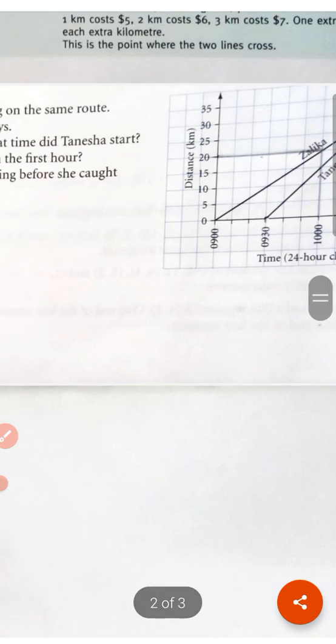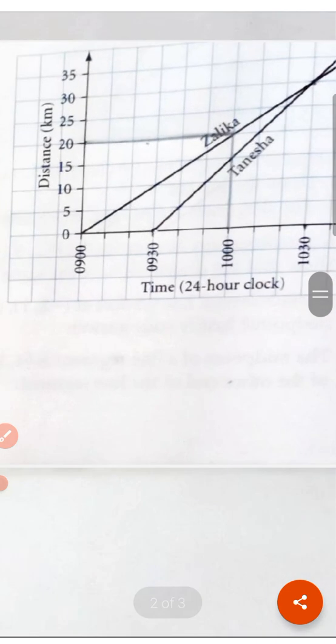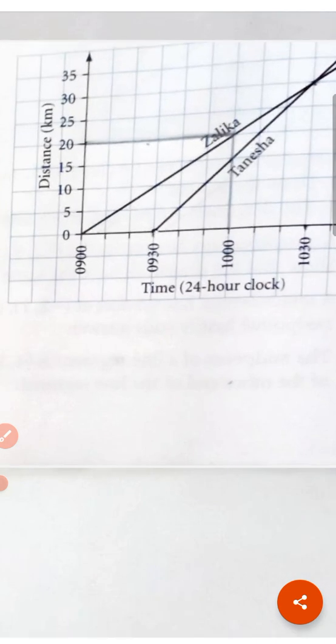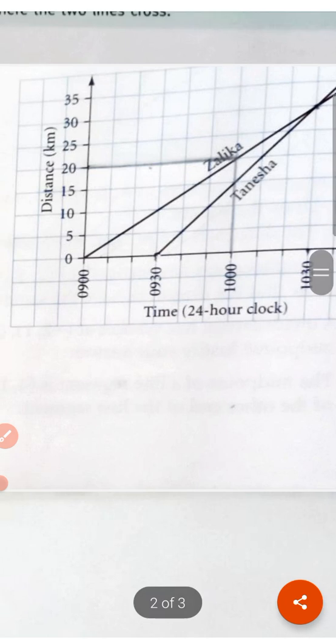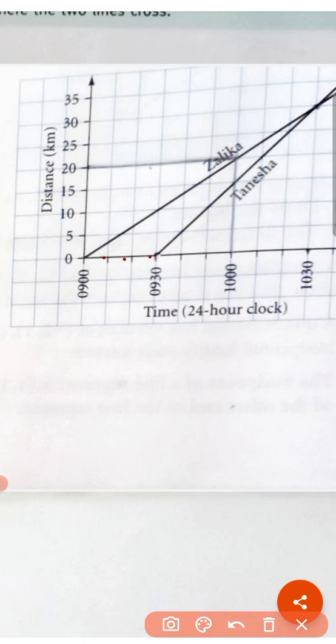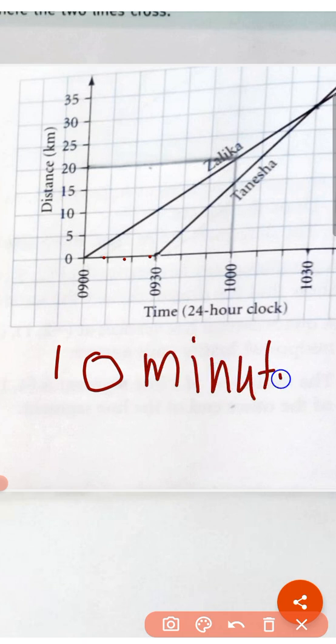Here on the x-axis, 1, 2, 3, 3 units is equal to 30 minutes. That is, the difference between 9 and 9:30 is 30 minutes. So 1 unit is equal to 10 minutes. 1 unit means 1 square, and 1 square is 10 minutes. That is the x-axis.